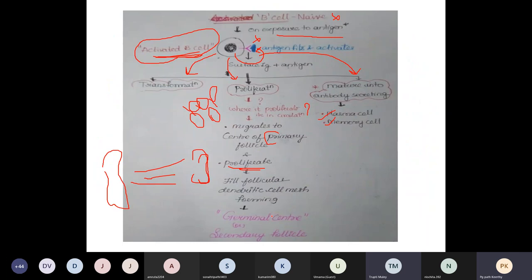Am I clear? Yes, ma'am. And it fills your follicle and forms the secondary follicle and germinal center.